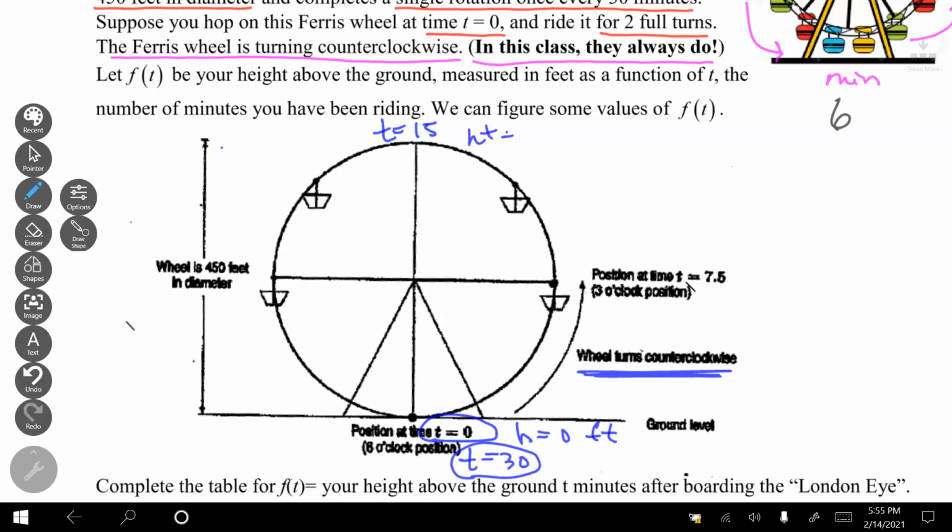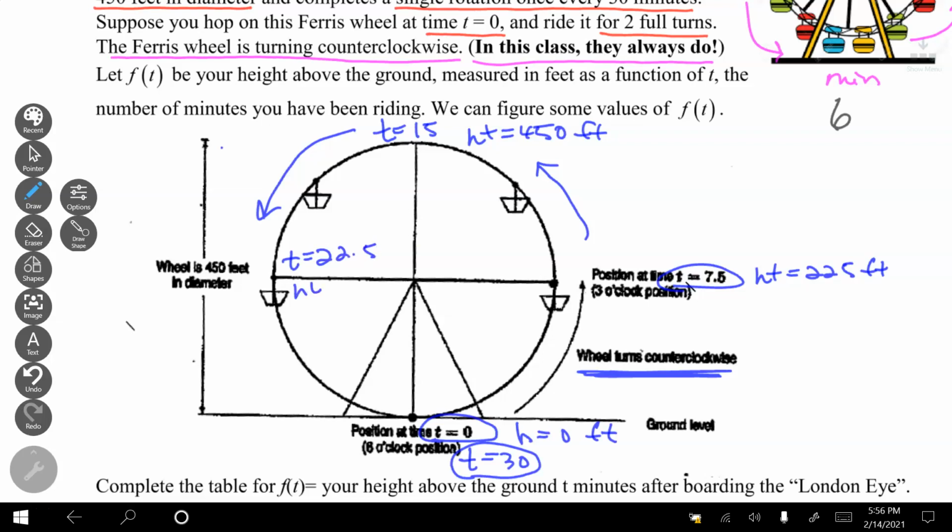height, and the height of this whole Ferris wheel is 450 feet. Where we're at the 3 o'clock position over here, it takes 7.5 minutes to get there, and our height is only halfway, which is 225 feet. And we're going counterclockwise. So at this time, we're at 3/4 of the way around, 22.5 minutes. Our height is 225 feet. And again, we're going counterclockwise.